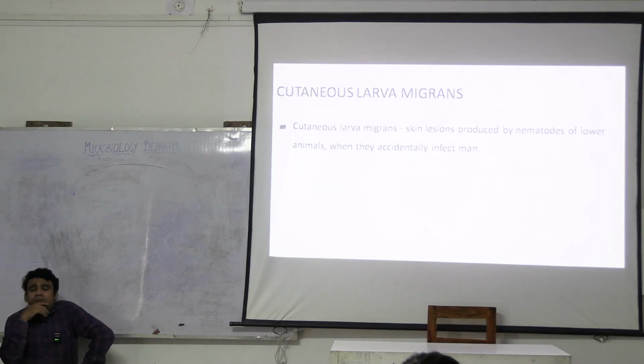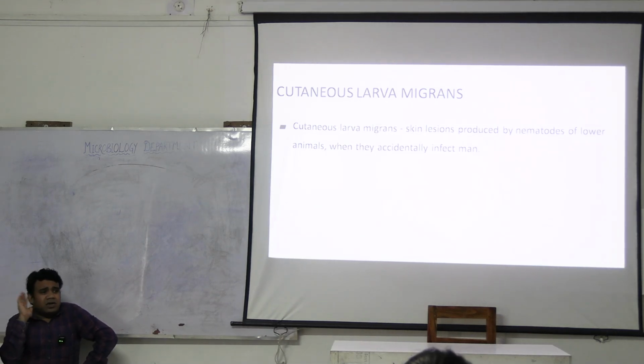Last part of parasitic lesion is called as cutaneous larva migrans. Last class এ বলেছিলাম what is cutaneous larva migrans, something called as visceral larva migrans.